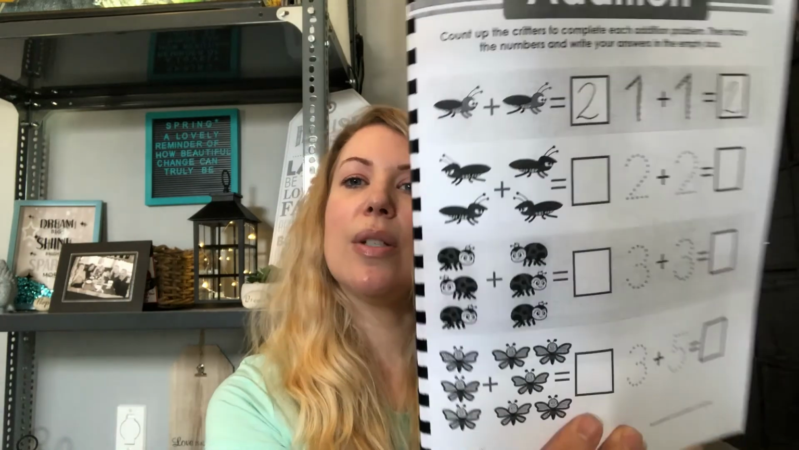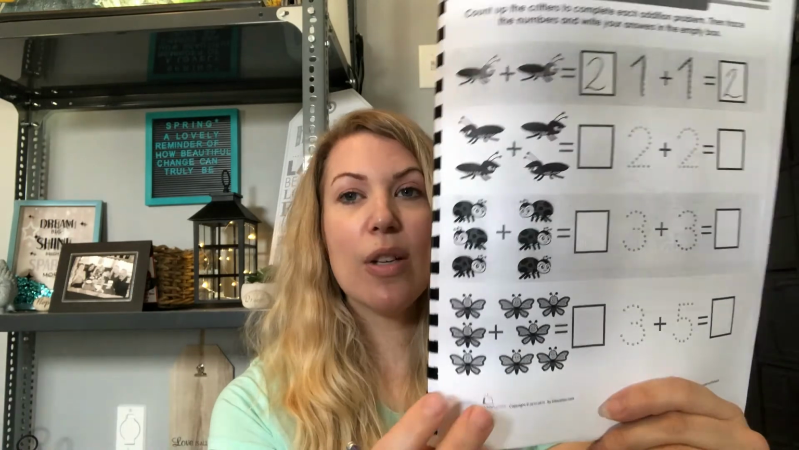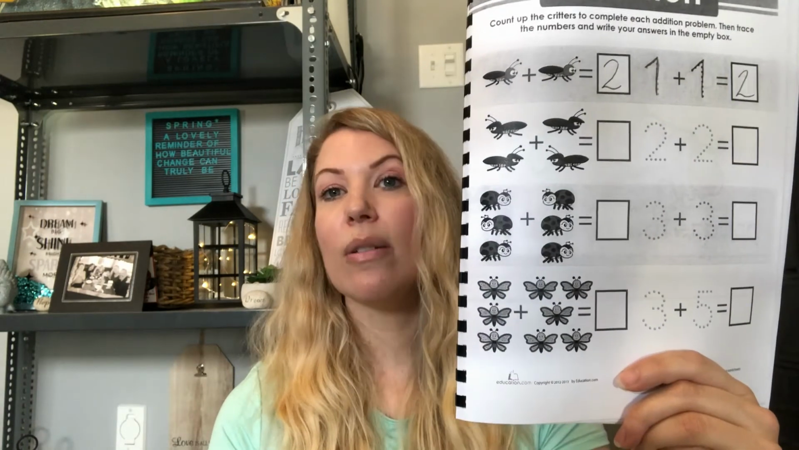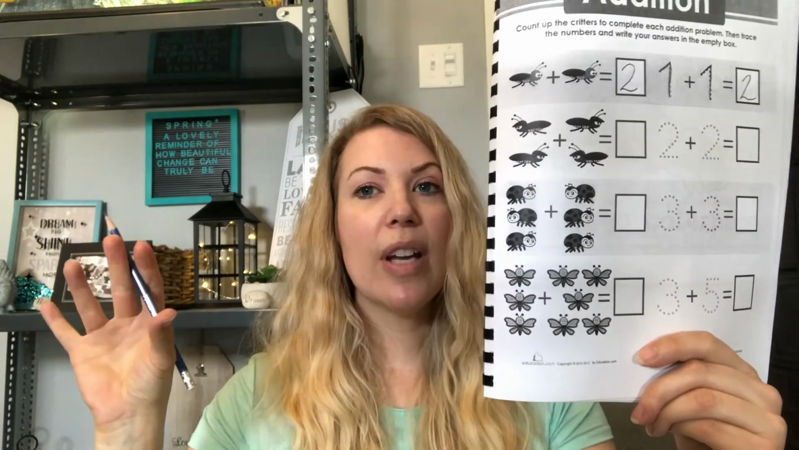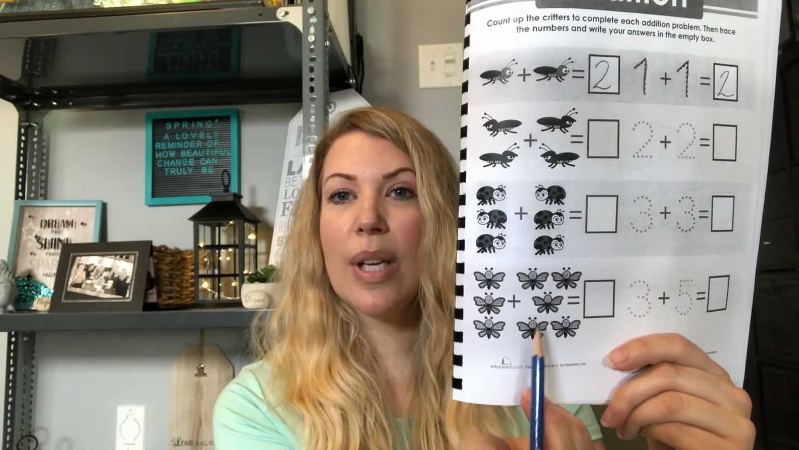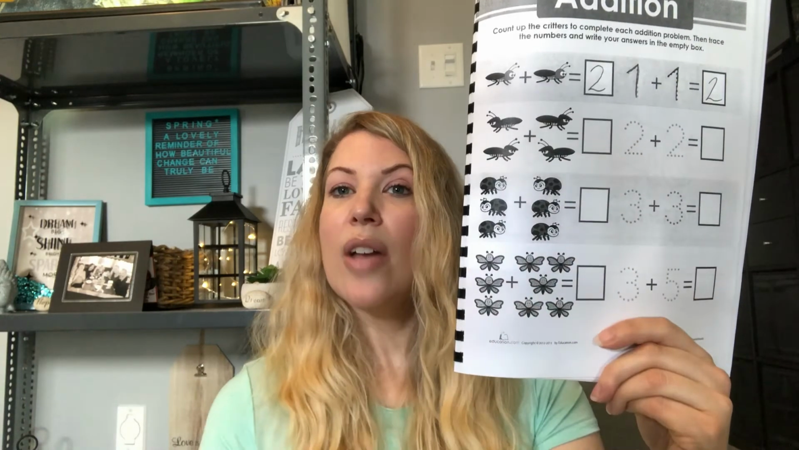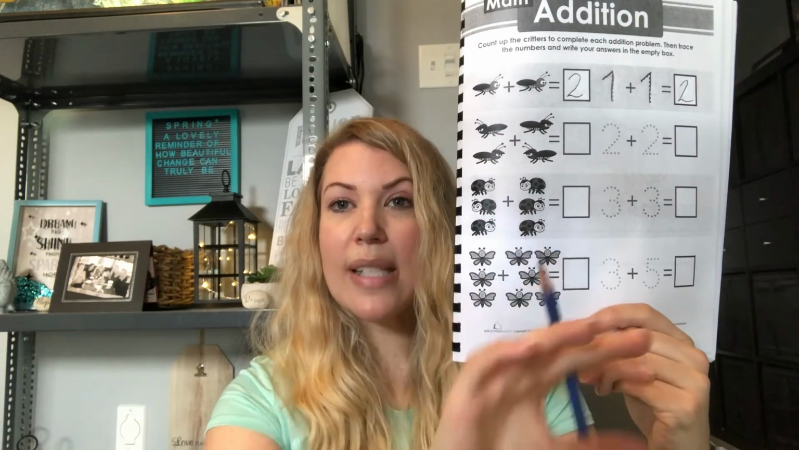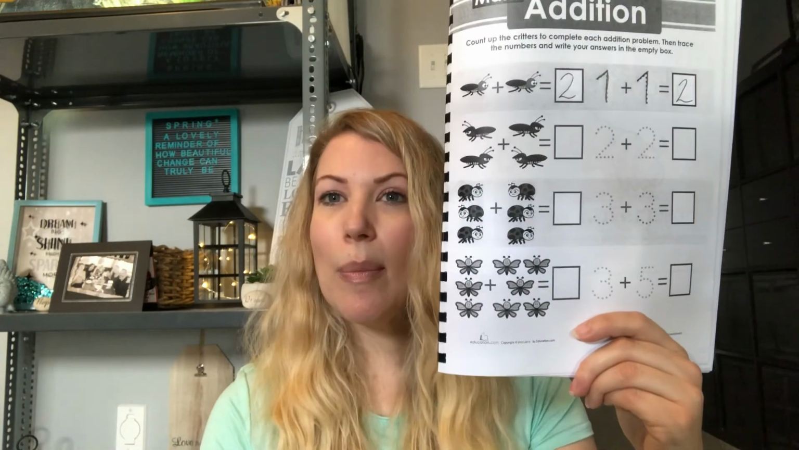All right, so now we're going to do the bottom one. Are you ready? This is a little bit trickier because there are more bugs that we're adding together. In this instance, we're adding butterflies. So we're going to count the number of butterflies here. We have 1, 2, 3 butterflies in this group over here. How many do we have in our other group? 1, 2, 3, 4, 5. We have 5 butterflies in this group over here. So if we take this group of butterflies and this group of butterflies and we make one big happy giant group of butterflies, how many do we have?